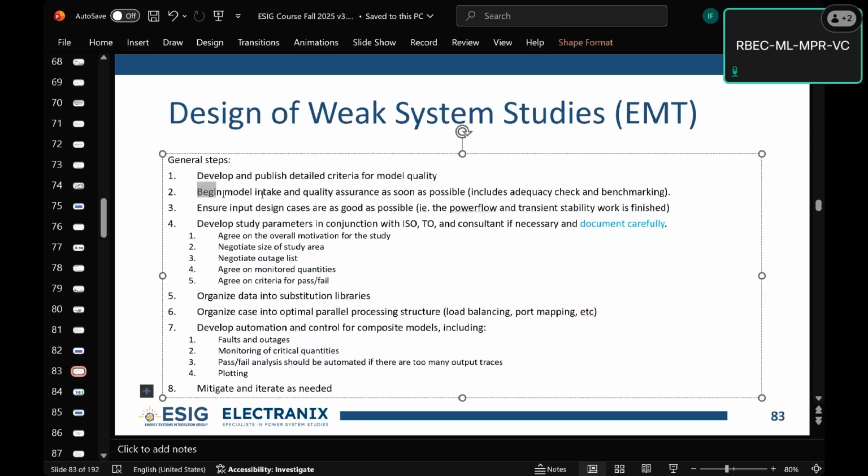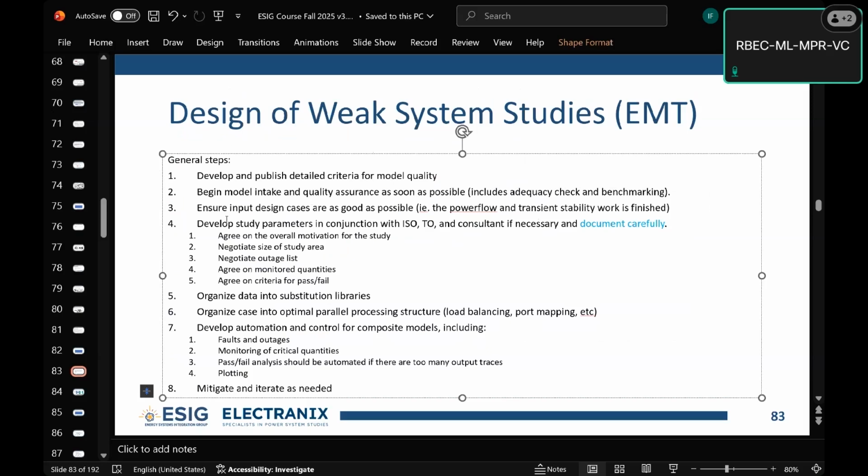The models come in and the quality assurance is done right away to make sure that the models are good. So you have to ask for the models, you have to ask for the right models, and you have to check that you got what you asked for. That's the basic step that all of these studies are going to rely on. So everybody should be doing that for all your IBR models, right? That's the basics.